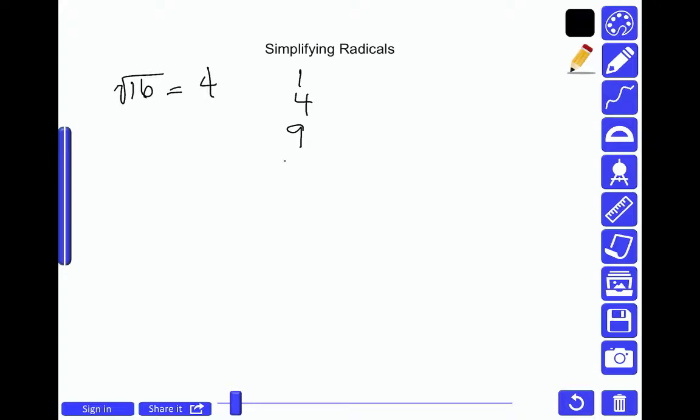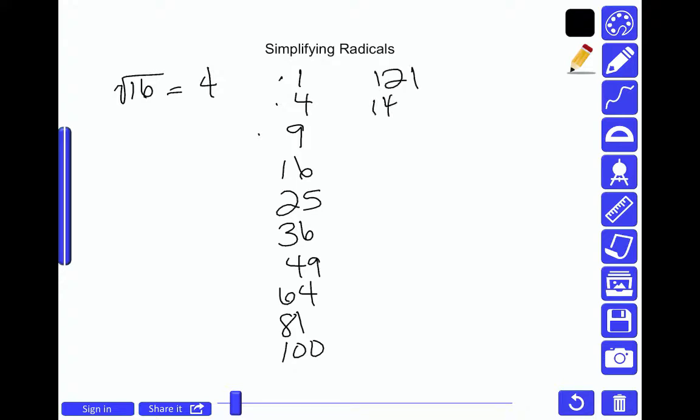1, 4, 9, 16, 25, 36, 49, 64, 81, 100. Those are the perfect squares from 1 to 10. So 1 squared is 1, 2 squared is 4, 3 squared is 9. So in other words, the square root of 9 is 3. Then we have 121, 144, 169, that's 11, 12, and 13.